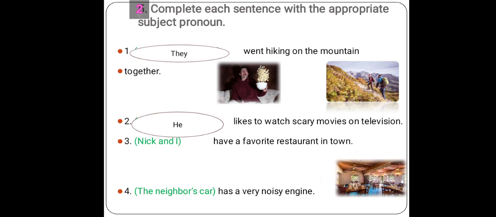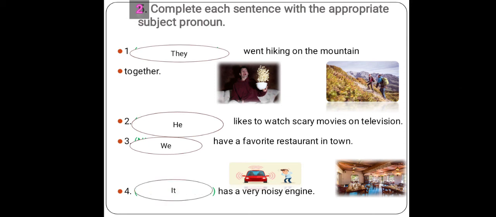So next picture, what do you see? Okay, so that's a restaurant. So Nick and I have a favorite restaurant in town. Nick and I becomes we. The neighbor's car has a very noisy engine. So this car is very noisy. It gives me a headache. So the neighbor's car becomes it. We are talking about a car, about something.